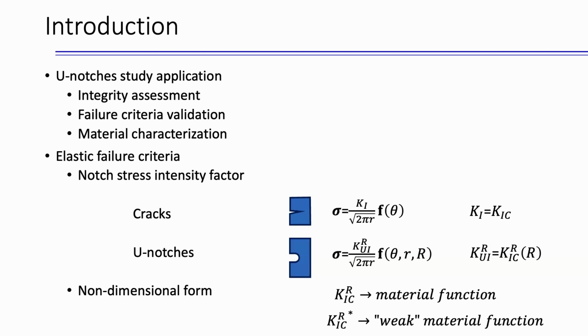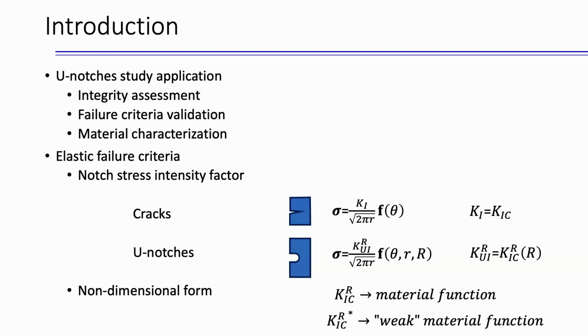Some words about U-notches. If we have a crack, we have a singular stress field near the tip of the crack, and we can characterize the failure using a unique magnitude, the stress intensity factor. If we have a notch, we do not have this singular stress field, but approximately we have the Creager-Paris expression or equivalent, and we can approximate the stress field near the tip of the notch in a similar way. If we fix the radius, we have a magnitude, the notch stress intensity factor, to characterize fracture. So we have a similar situation to a crack, but now there is a radius dependence.